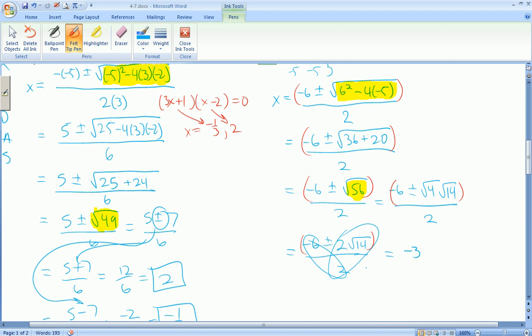-6 divided by 2 is -3, and then we have the plus or minus still, that doesn't go anywhere. And when we have 2 radical 14 divided by 2, that's when you can cancel it out, okay? And that becomes radical 14. So let me show a little bit of work here. Sorry about that. Kind of jumped ahead.